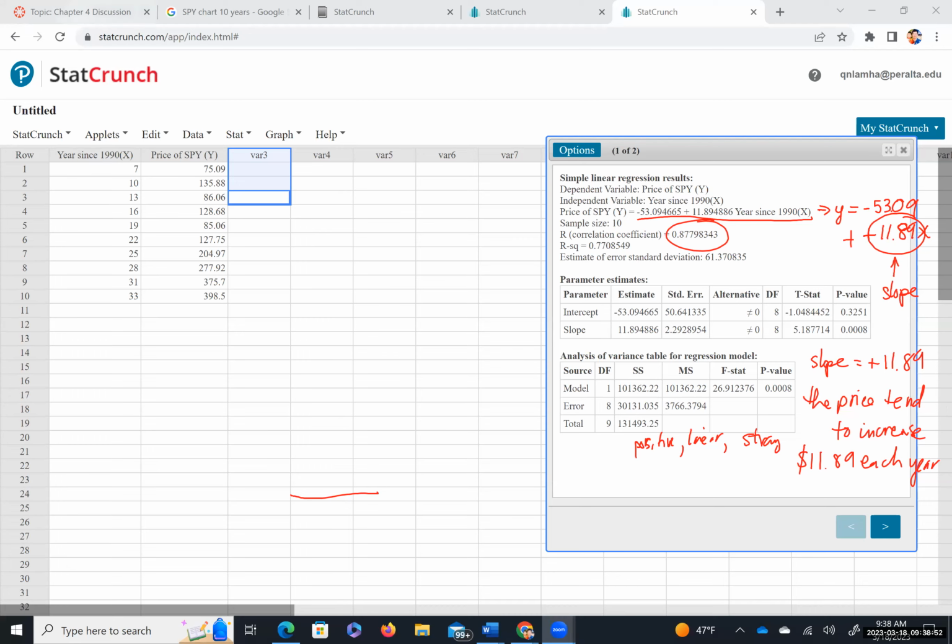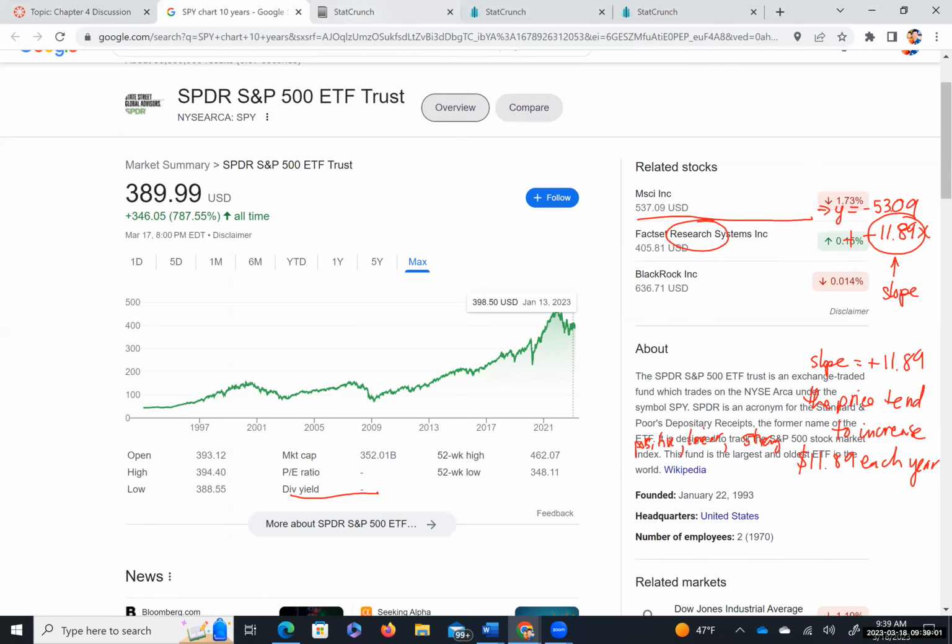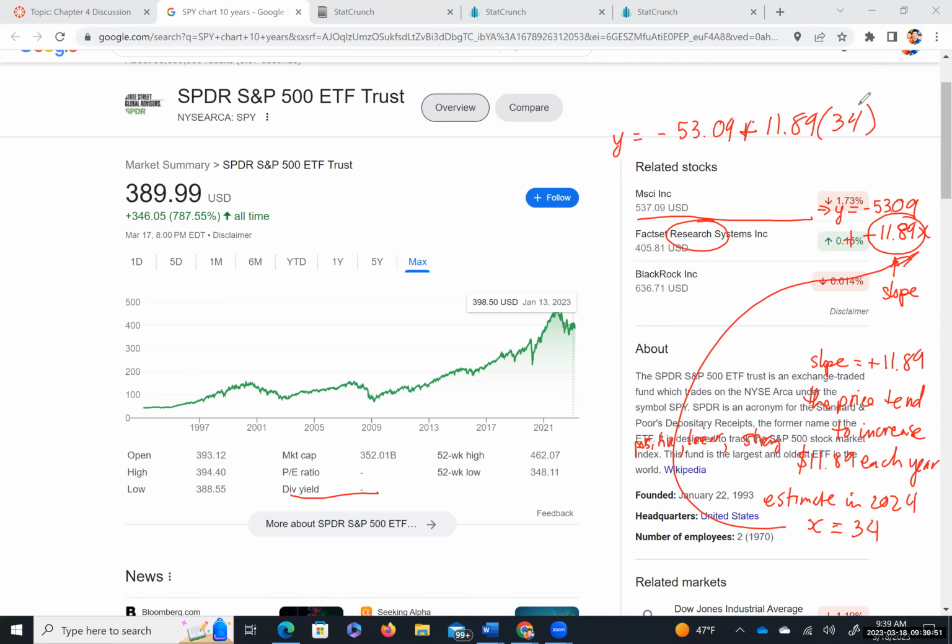So let's say you want to estimate the price in 2024, all right? You will put the X in here, actually. X in here is, what is that? 34, right? So you will substitute X equals 34 into this equation here. So you will have y equals negative 53.09 plus 11.89 times 34, and you will have an estimate of the price of the SPY in the future.